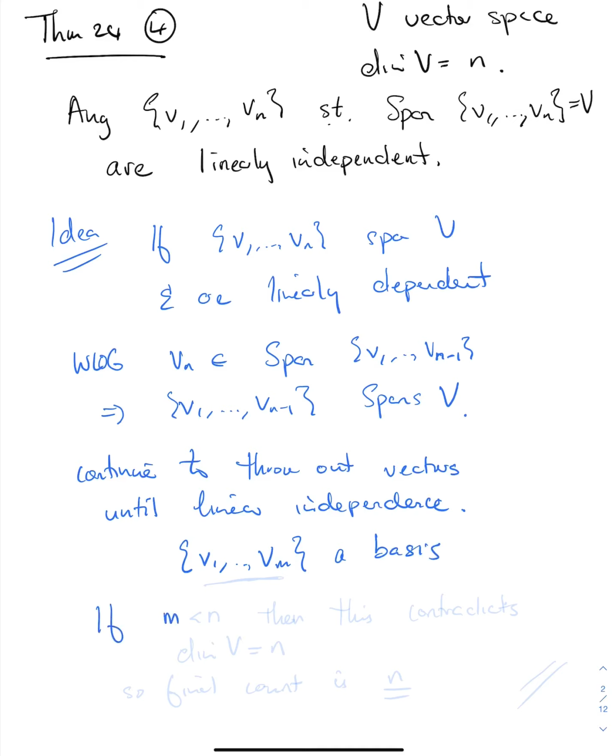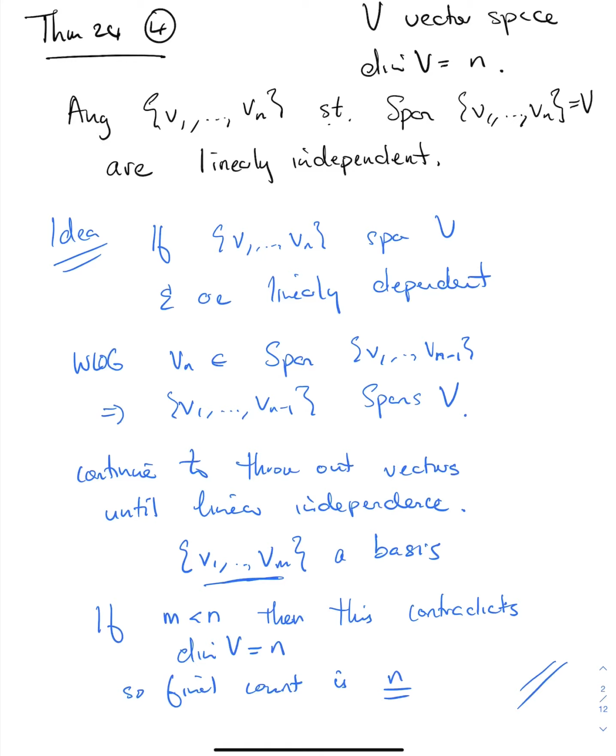If m, the size of this basis, is less than n, then this contradicts our assumption that the dimension of V is equal to n, because that just means that all bases have to have the same size, and that size is n. So the final count has to be n. That's the idea.